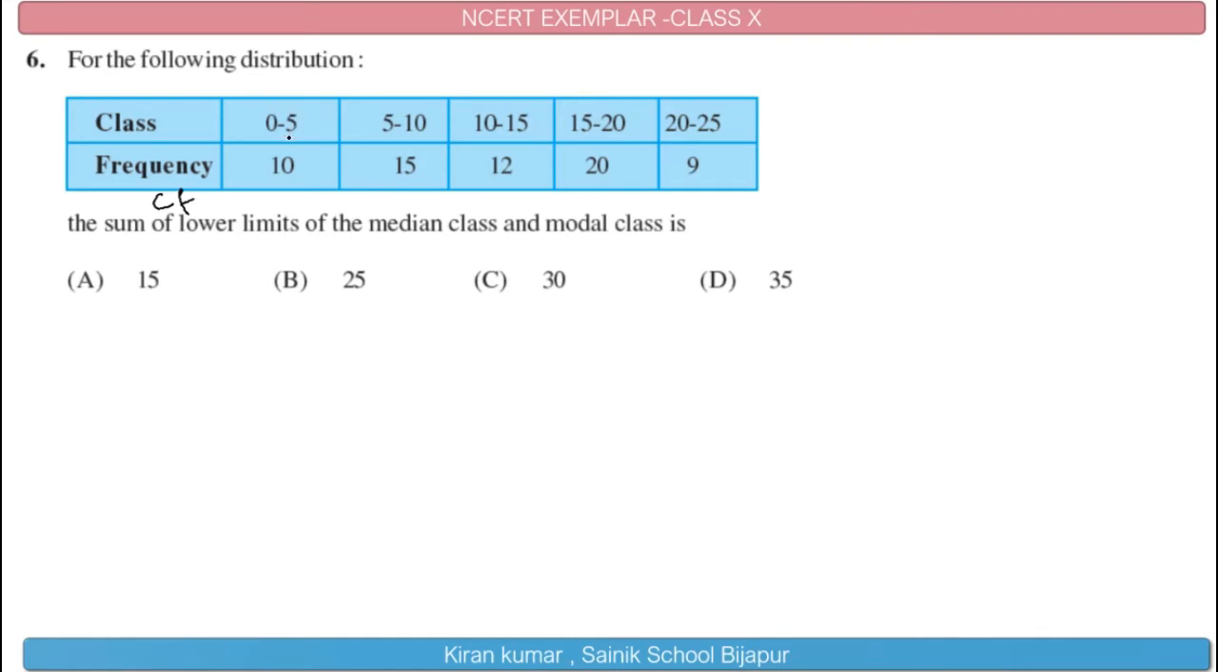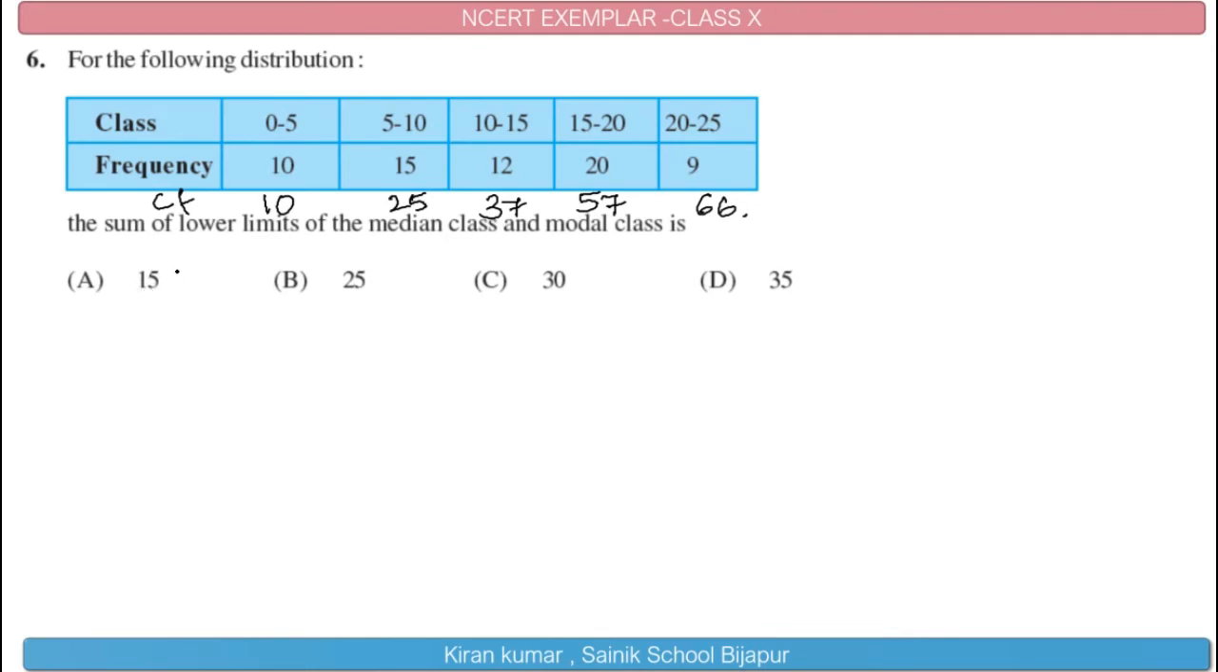Cumulative frequency is 5 for the class 0 to 5, and 10 is the frequency. The cumulative frequency for the class 5 to 10 will be 25. For the class 10 to 15 it will be 37. Next is 57. Next is 66. So I have found all the cumulative frequencies.